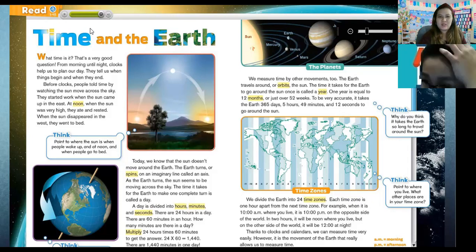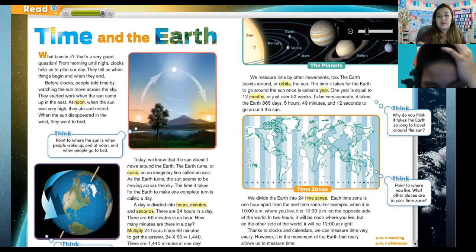Okay, that's good. So again, that's how time and the earth, that's how we measure time. So it says there that the movement of the earth really allows us to measure time.